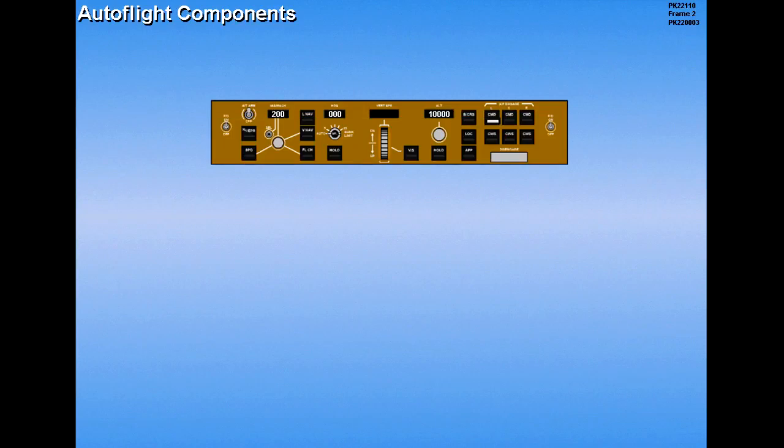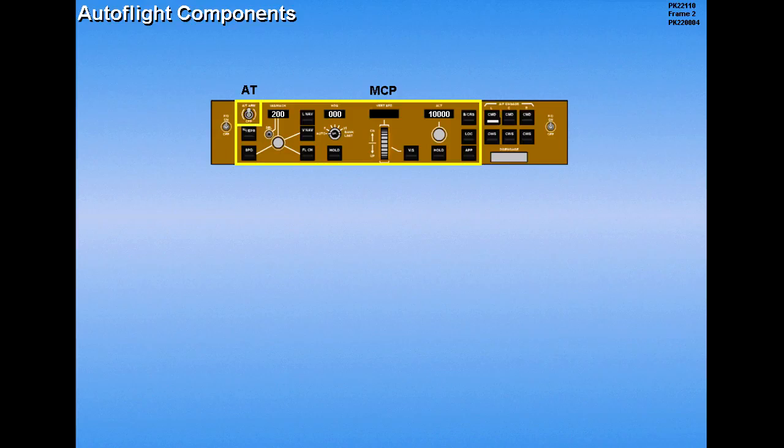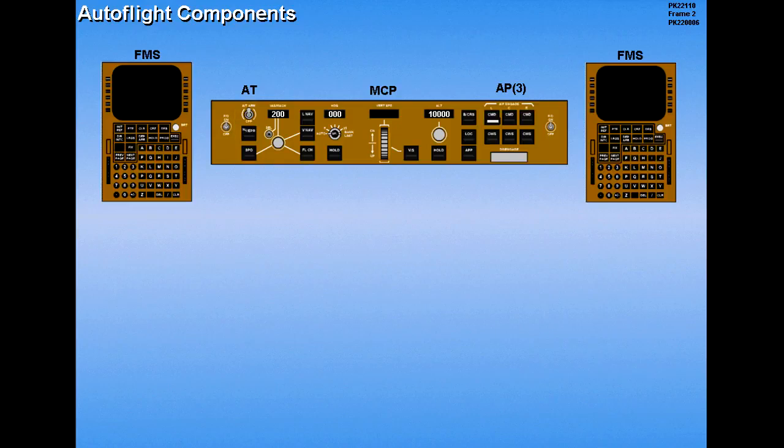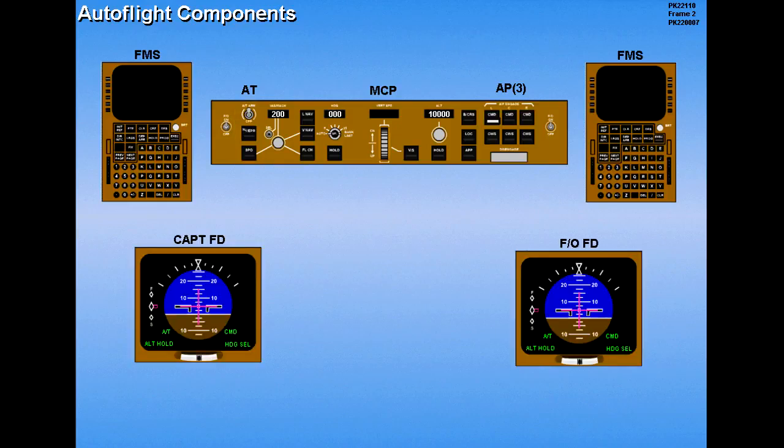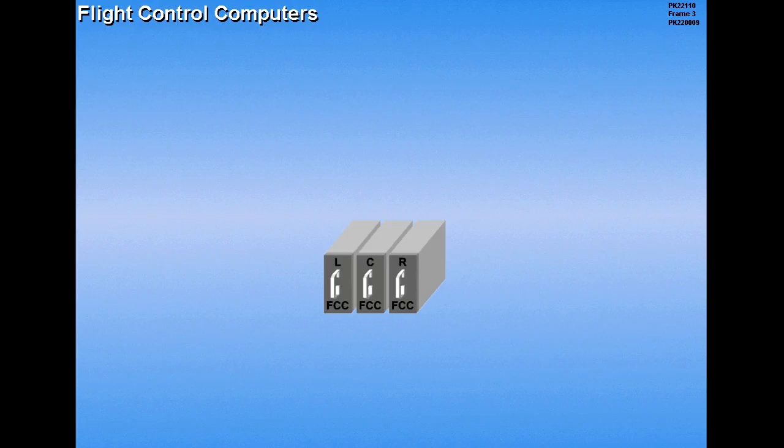The major Autoflight components include the auto throttle, the mode control panel, or MCP, 3 autopilots, the flight management system, 2 flight directors, and 3 flight control computers, or FCCs. The flight control computers are the heart of the Autoflight system.